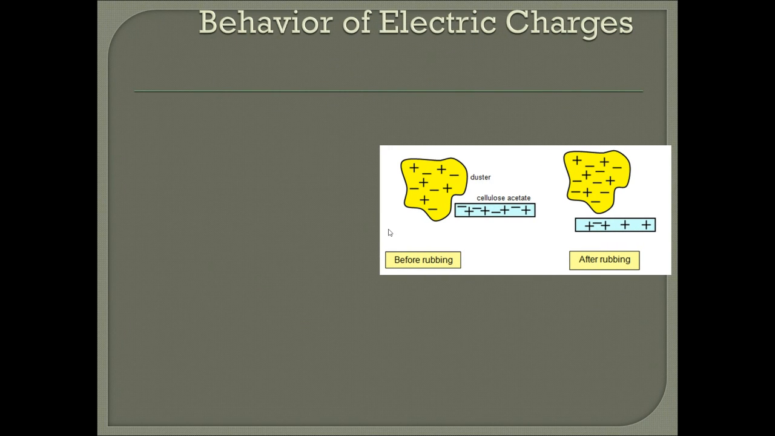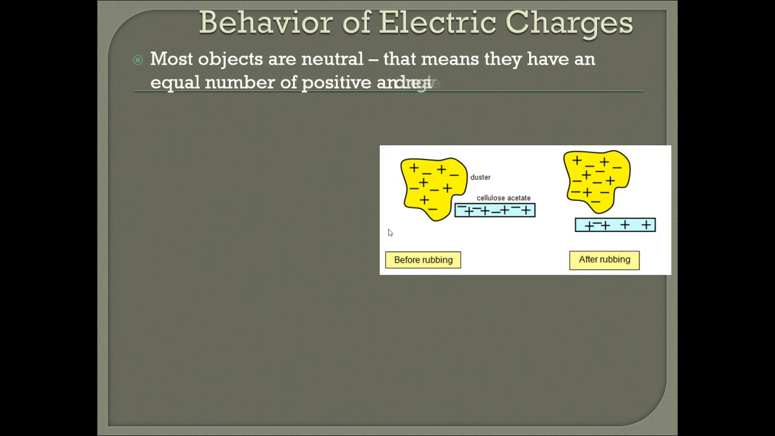Let's talk about how electric charges behave. Most objects are neutral. That means they have an equal number of positive electric charges and negative charges. So when my positive and my negative charges are equal to each other, they cancel each other out. So the object is neutral.